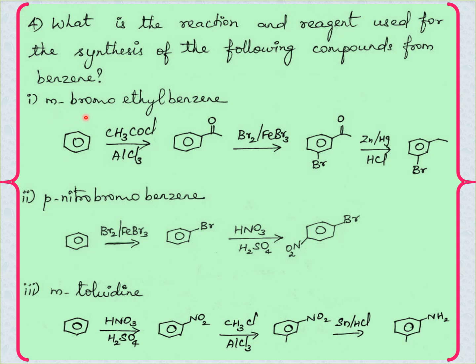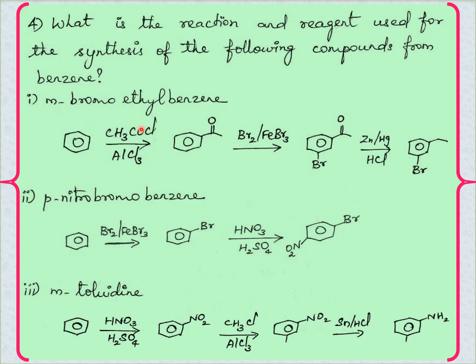This can be prepared via acylation. First we have to do the acylation. What kind of acyl halide can we use? We can use acetyl halide, because while using the acetyl halide, an acyl group, the CH3CO group, is substituted here, and on further reduction it gives an ethyl group. To overcome polyalkylation, because while using ethyl chloride, it undergoes polyalkylation.